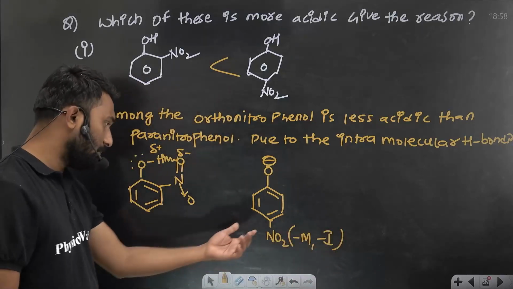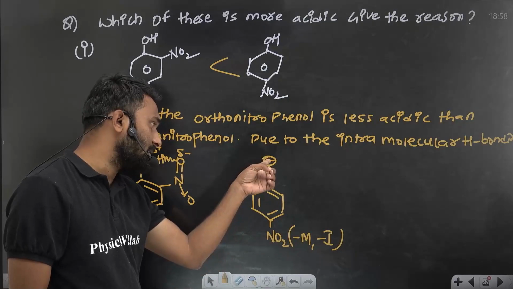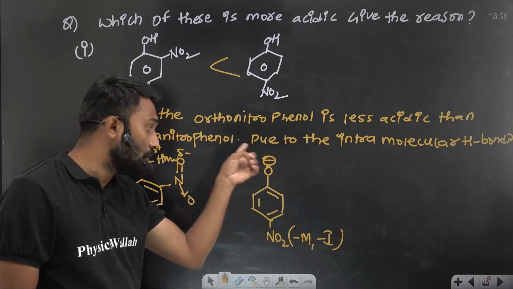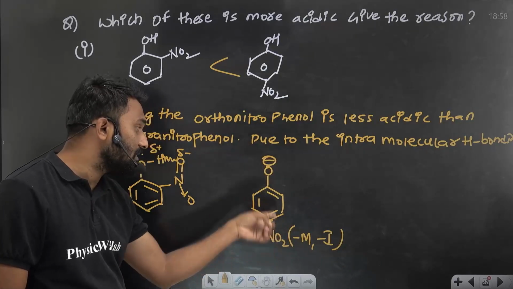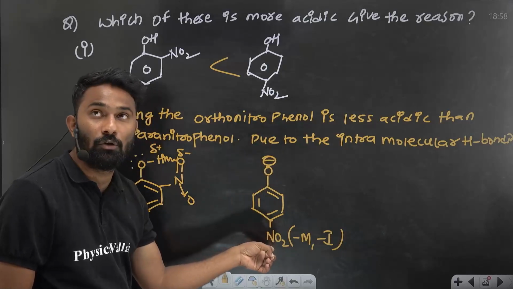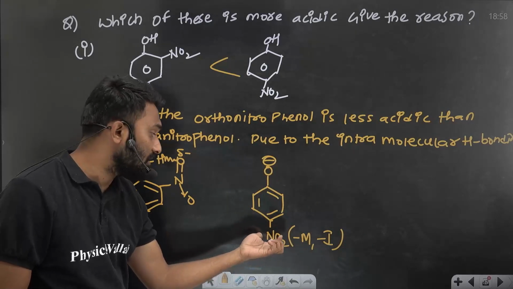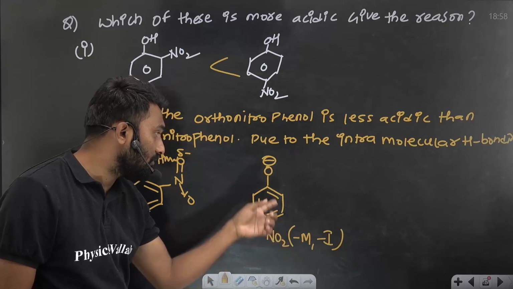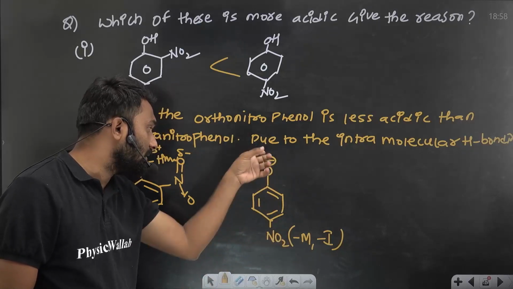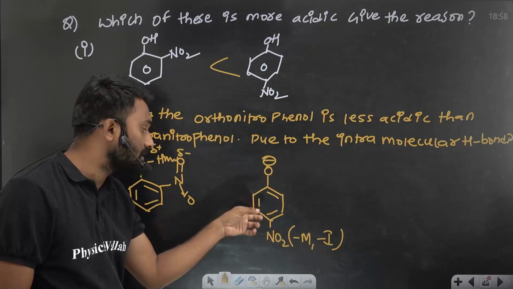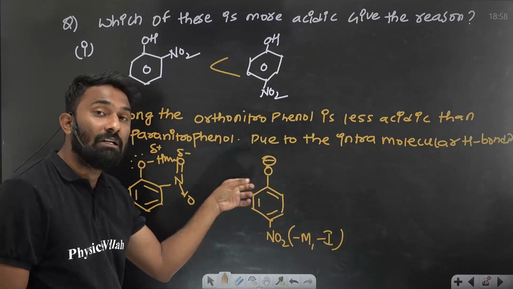Now the minus M and minus I group is stabilized. This carbanion, this negative charge, is more stabilized by the nitro group. Due to the stabilization by this nitro group, this will stabilize more quickly.